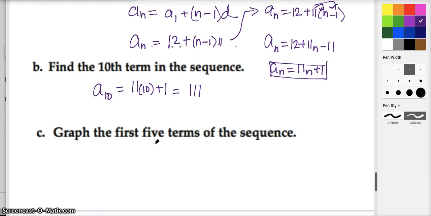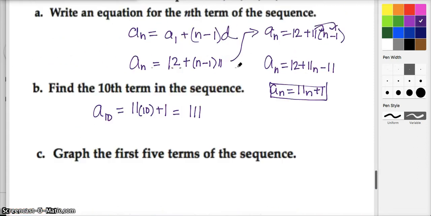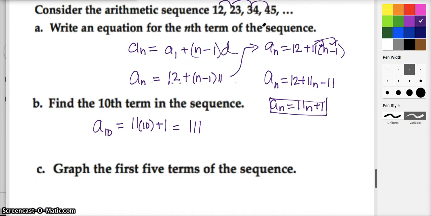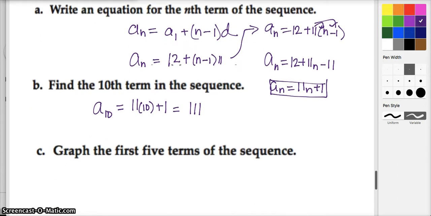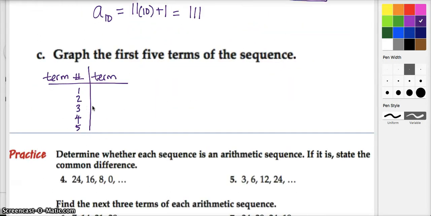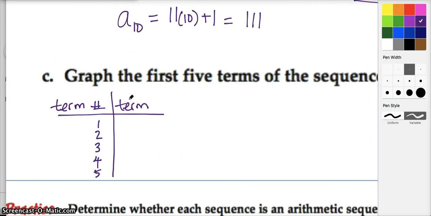Next, it says graph the first 5 terms of this sequence. Well, here are my sequence terms. I'm going to just have to get another one. I'm just going to add 11 to that, and I'm going to graph it. Let's make a table. So I'm going to graph the term numbers against the actual terms. Since they said the first 5 terms, I'm going to use 1, 2, 3, 4, and 5 as my x values, right? And then my y values will be the actual term values.